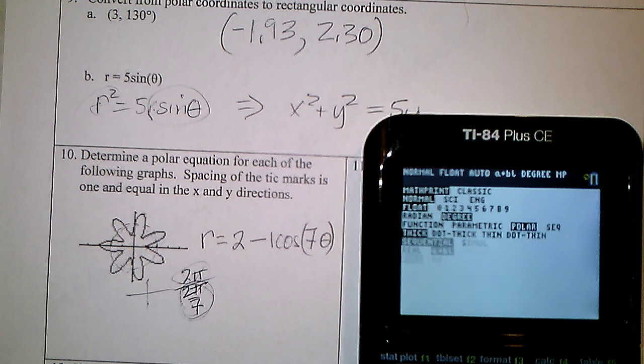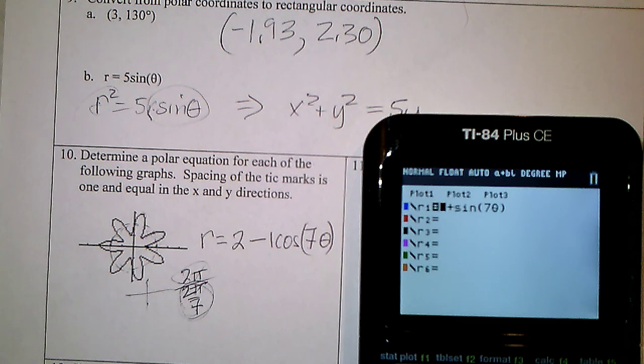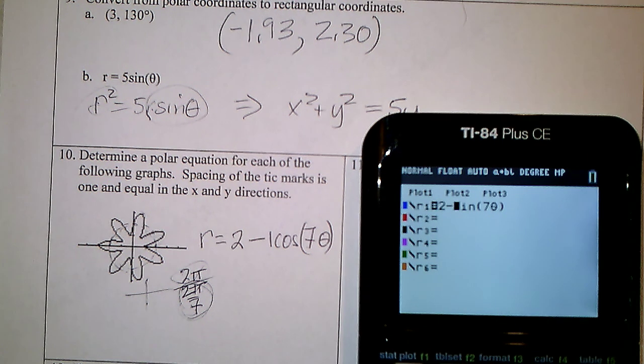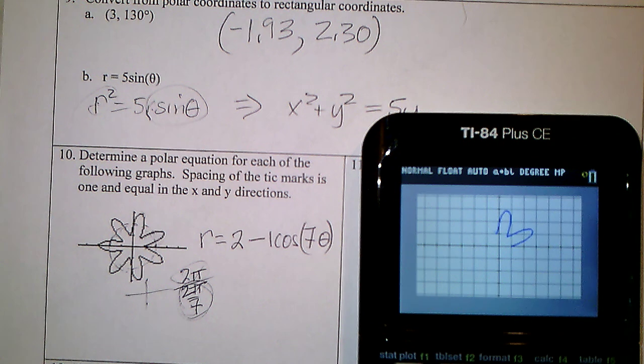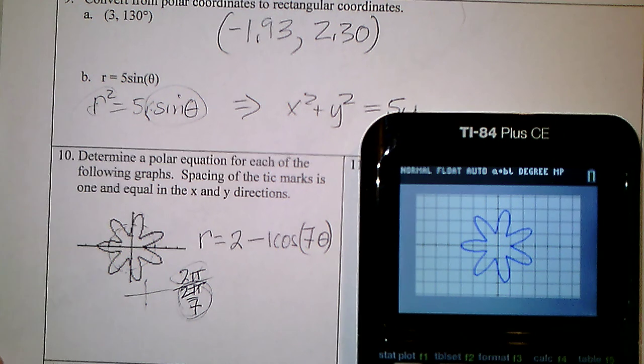let's see, mode, I want to be in polar, I am, so I go to y equals, and I do 2 minus cosine 7 theta, and there it is. Okay?